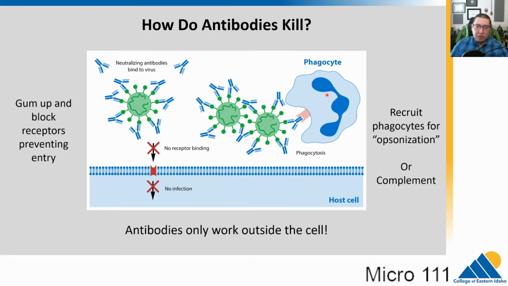So in both of these examples, you would notice this is the host cell down here. Antibodies only work outside of the cell. So as we'll see, if something gets inside the cell, there is a different response that we'll talk about in the cellular side of the adaptive immune system.